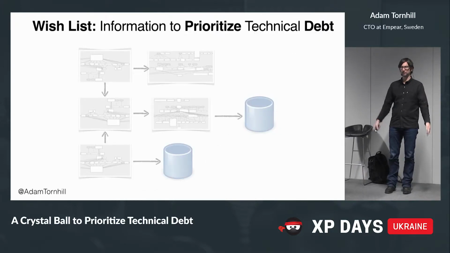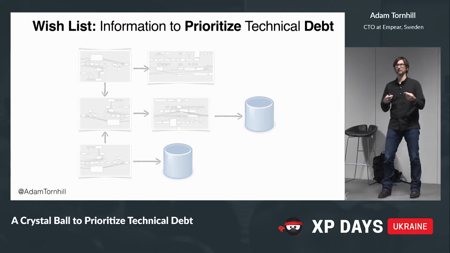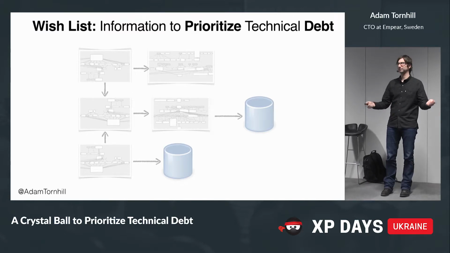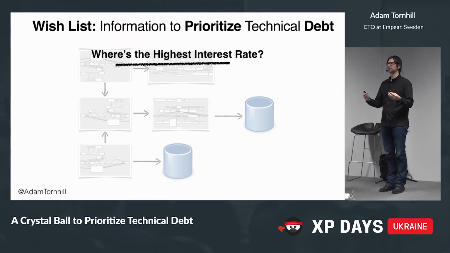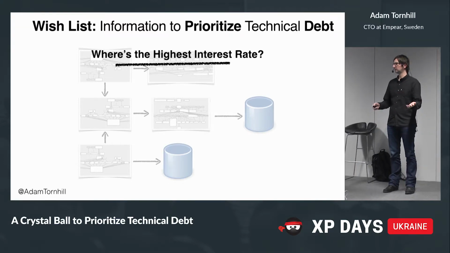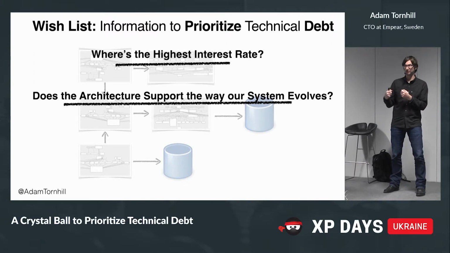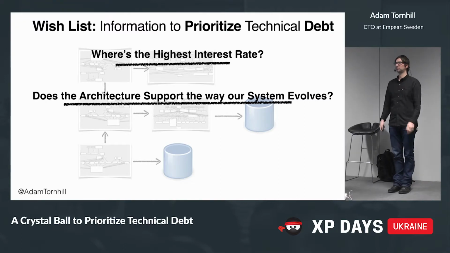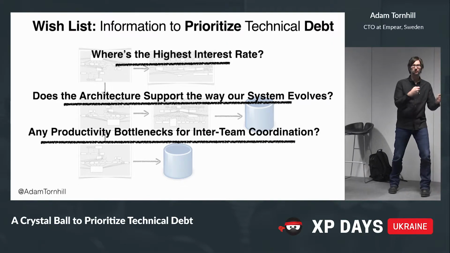Based upon what I have told you so far, I put together a wish list, a list of what we would need in order to prioritize technical debt. Let's walk through it. First of all, we would like to know, where's the code with the highest interest rate? The second thing we would like to know is, if we look at architecture, does it support the way our system evolves? Are we working with or against our architecture? And the final point, and perhaps the most important one, is: are there any productivity bottlenecks for inter-team coordination? Those parts of the code where five different teams have to work together all the time and need to coordinate all the changes.